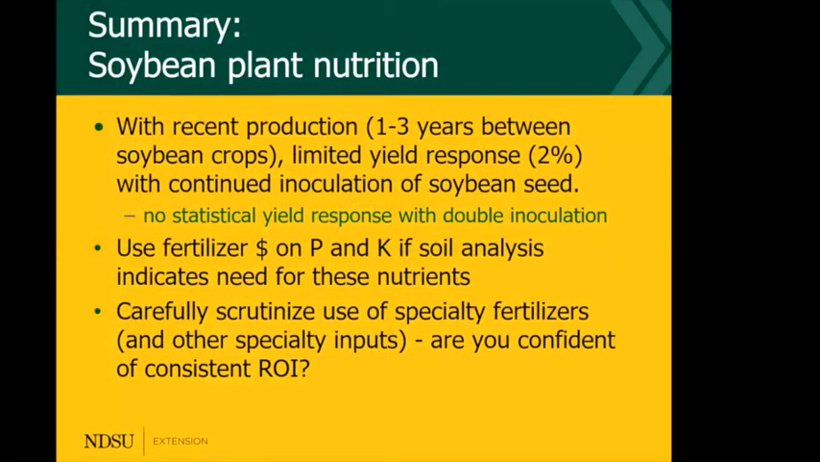So to summarize my plant nutrition comments, the first bullet, simply, we do not recommend double inoculation if we have a previous history of successful soybean production. The second bullet, certainly utilize the dollars that you have allocated for plant nutrition in soybean, make the priority P and K if your soil analysis indicates need for these nutrients. And then finally, there's lots of choices out there, especially fertilizer products. There are biostimulants that seem to be capturing a lot of the headlines right now. So look at third-party data and make sure that you're confident that you'll get consistent return on investment with these products.